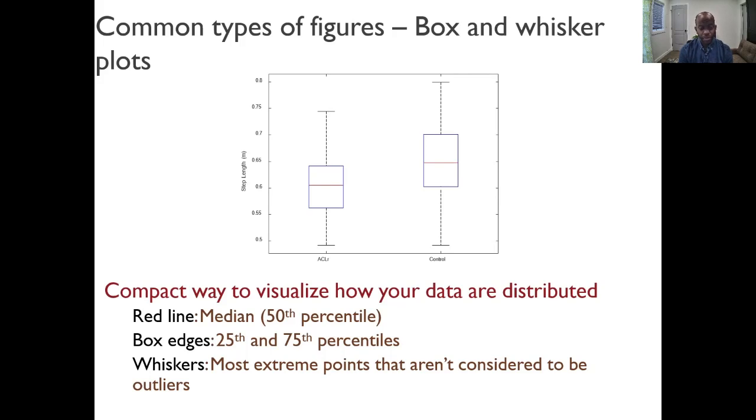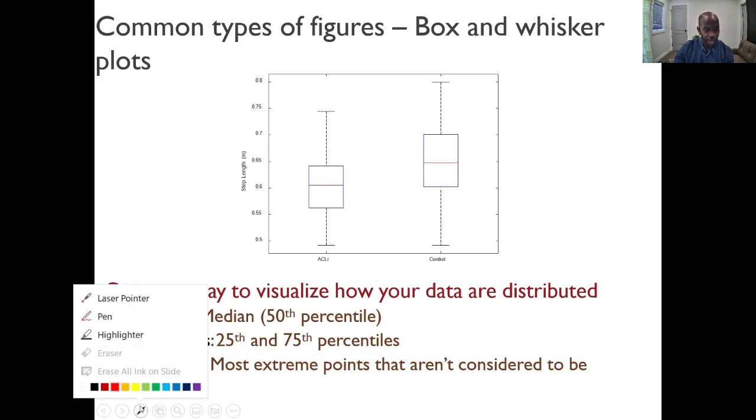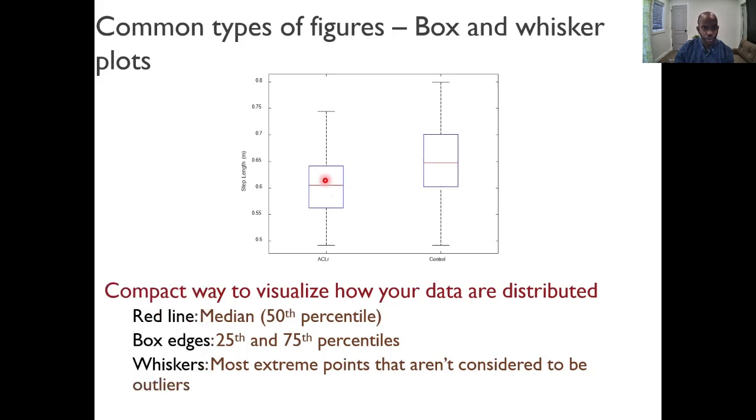In this example, and in most box plots, the red line here corresponds to the median of your data set. The edges of your box correspond to the 25th and 75th percentile. And so with this type of illustration, half of your values lie within this box, right? So it gives you a sense of where the sort of mass of your data lie.